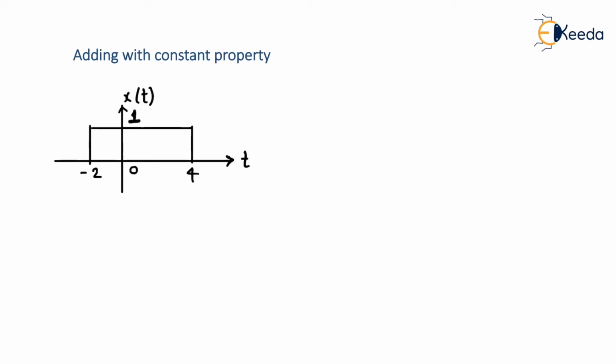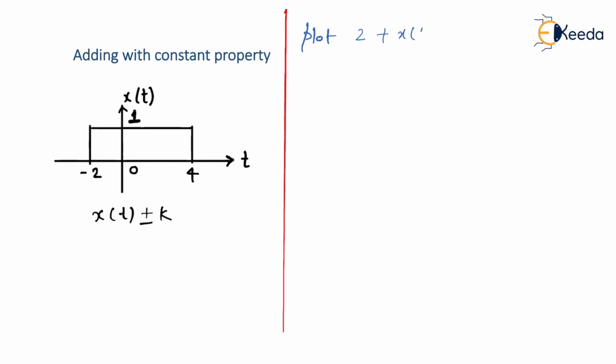Next, we are supposed to see the adding with constant property. What is going to happen? It would be like this: x of t plus or minus k. Is that right? So let's say we have to plot 2 plus x of t. What is meant by 2 plus x of t? Let's say I draw x of t here as it is, so this is your original x of t.